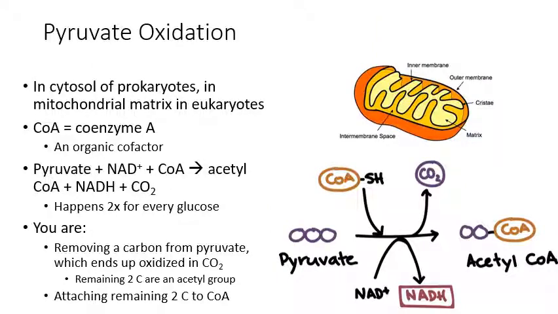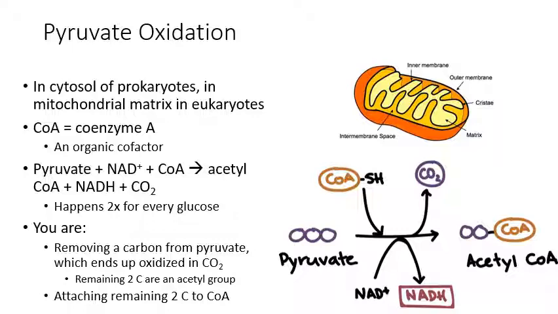The next process in cellular respiration is pyruvate oxidation. Pyruvate oxidation happens in the cytosol for prokaryotes, but in eukaryotes it happens in the mitochondrial matrix. Pyruvate oxidation uses pyruvate as a reactant. It also uses NAD+ and CoA as reactants. CoA stands for coenzyme A. A coenzyme, as you might remember, is an organic cofactor. So CoA is basically a molecule that certain enzymes need to function, and it's an organic molecule. So those are your reactants. They're going to be converted to acetyl-CoA and NADH and carbon dioxide as your products.